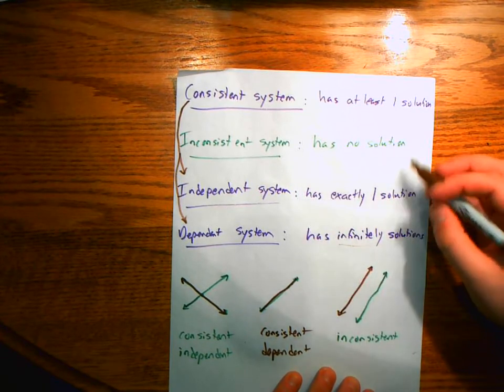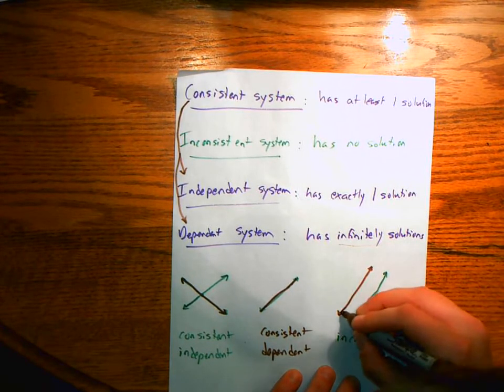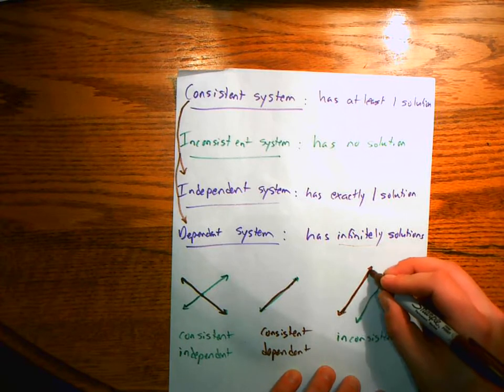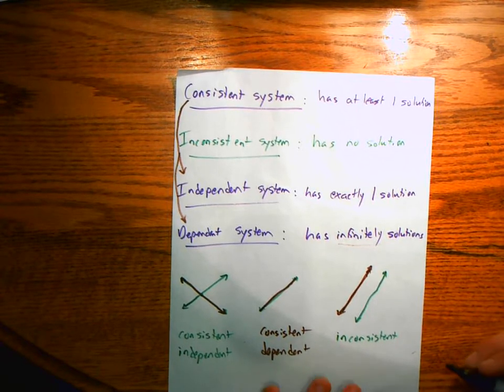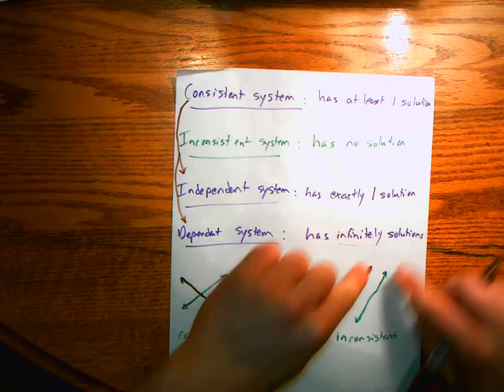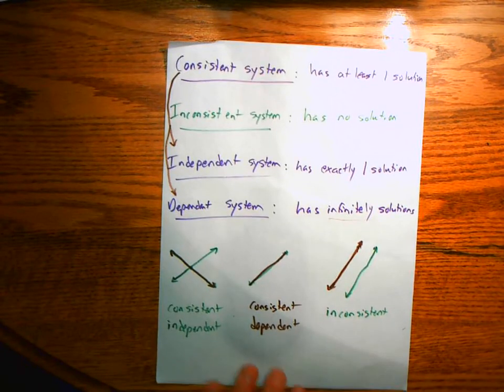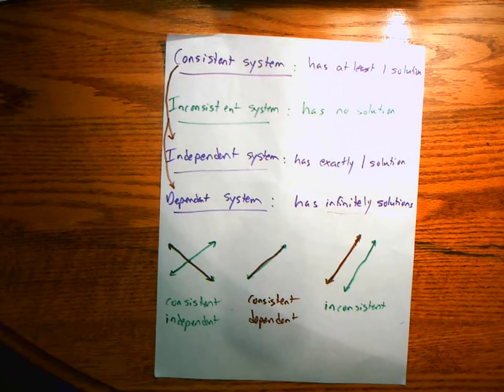Then the last one is this green one, inconsistent, no solutions. They are parallel lines, which means the exact same slope, but they have different y-intercepts, so they will never intersect, or there will never be a point where the two equations are equal to each other.